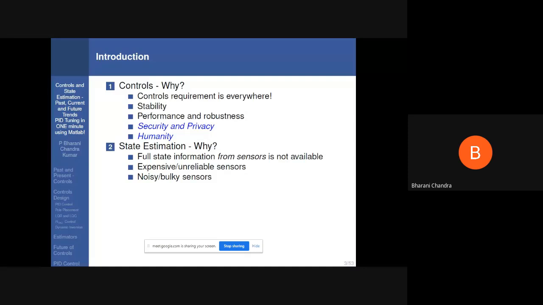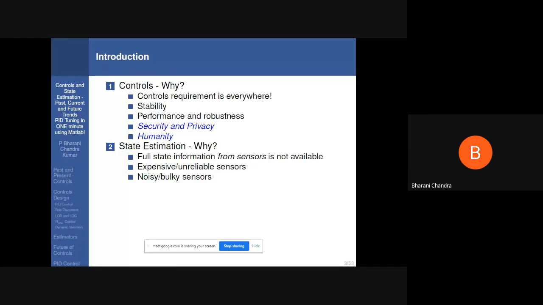The second part: what about controls and state estimation? So the state estimation, why? As far as control system design is concerned, we need some kind of feedback information. If it is a feedback control, we need some information through the sensors. If we use full state feedback controllers like LQR or other controllers, such as dynamic inversion controllers, we need the full state information from the sensors. Also for fault tolerant controller design, we need the full state information from the sensors.